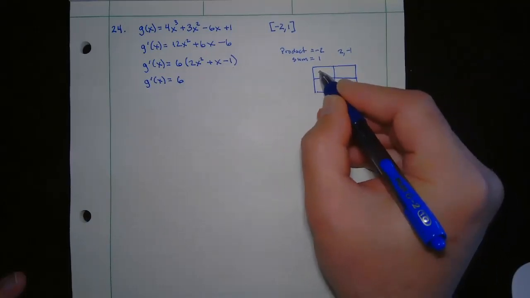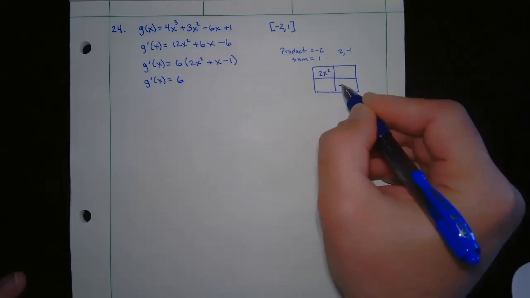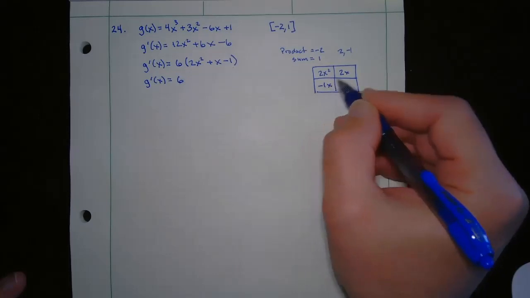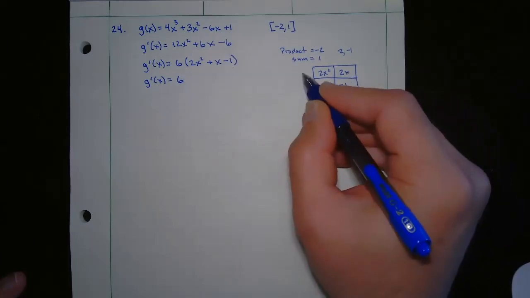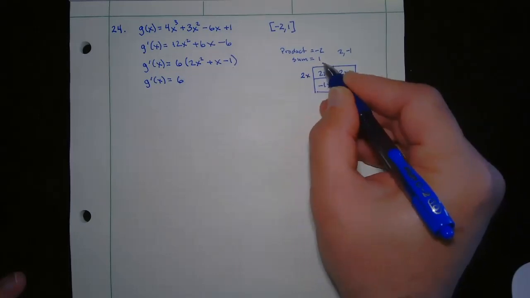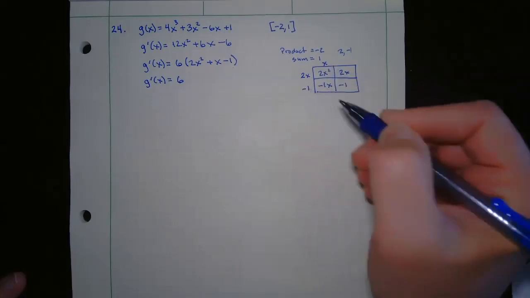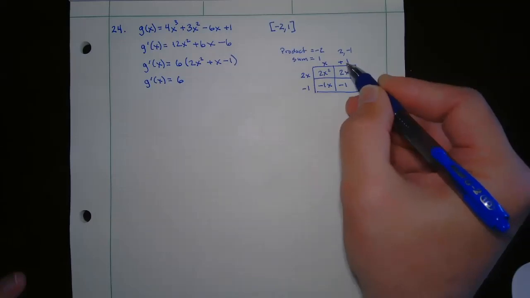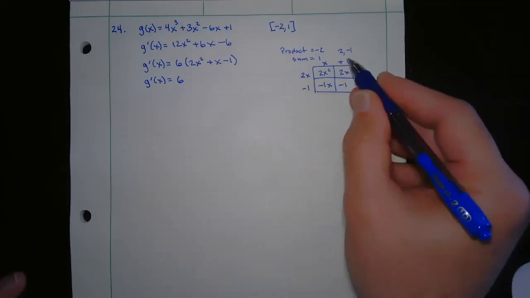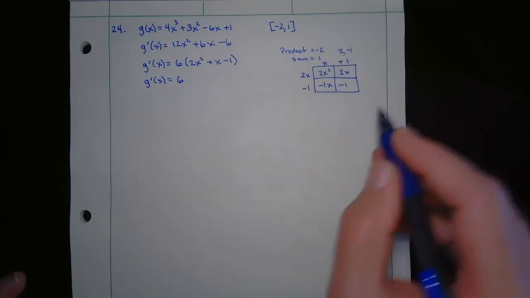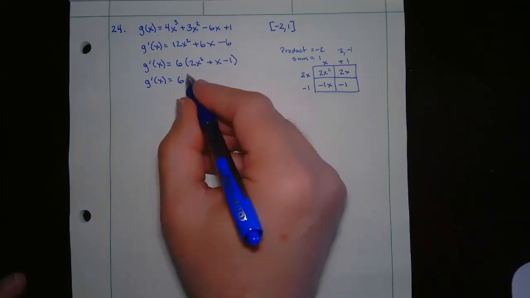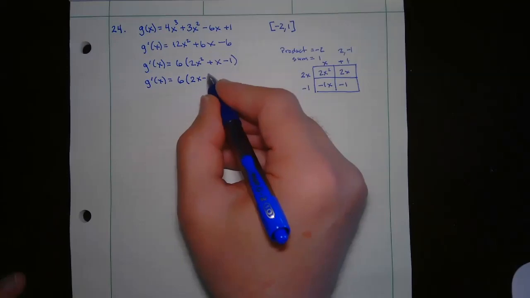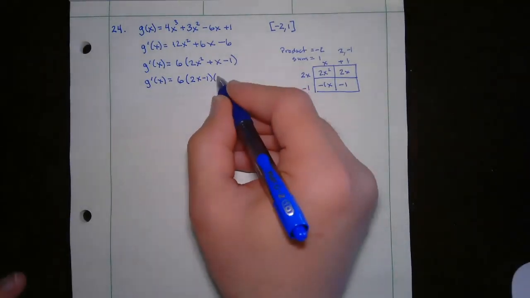And we know that this is 2x squared, and we know this is -1, and one of these would have to be 2x and the other would have to be -1x. GCF across the top would be 2x, then this would have to be x, and this would be -1, and then this would have to be +1, and we're making sure 1 times -1 is -1. Okay, so this factors into 6 times 2x minus 1 times x plus 1.